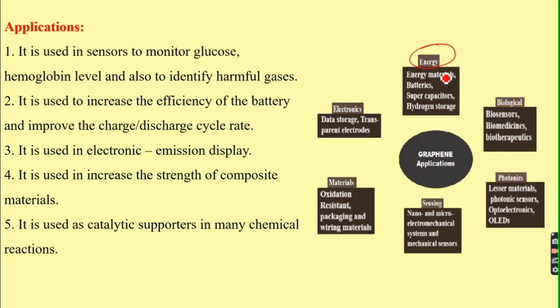It is used as a sensor to monitor glucose, hemoglobin level, and also to identify harmful gases. So for sensing, it is used as a mechanical sensor as well as a biological sensor, in biosensors, biomedicines, and biotherapeutics. Graphene is also used in photovoltaic cells, organic light emitting devices, and even laser materials or photonic sensors.